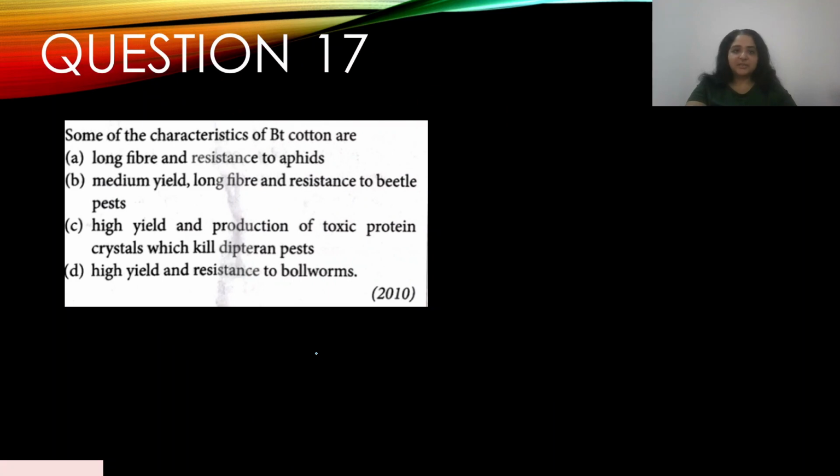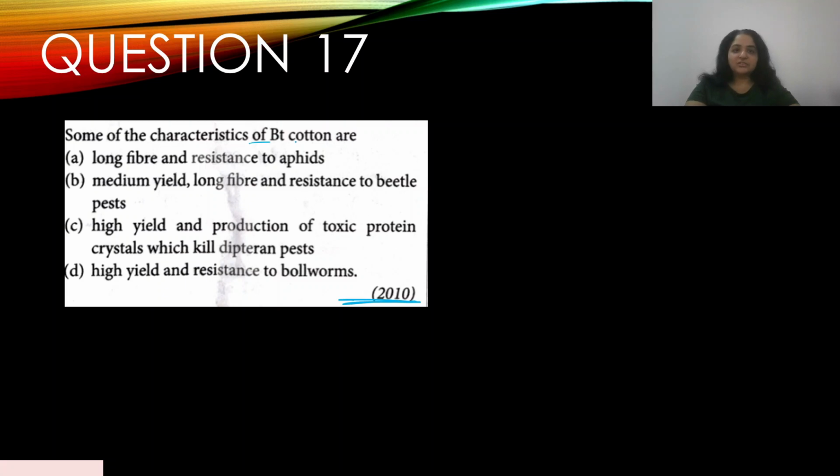Question number 17. Some of the characteristics of BT cotton are, this appeared in 2010. A. Long fiber resistant to aphids. B. Medium yield, long fiber resistant to beetle pests. C. High yield and production of toxic protein crystals which kill dipteran pests. D. High yield and resistant to bollworms.